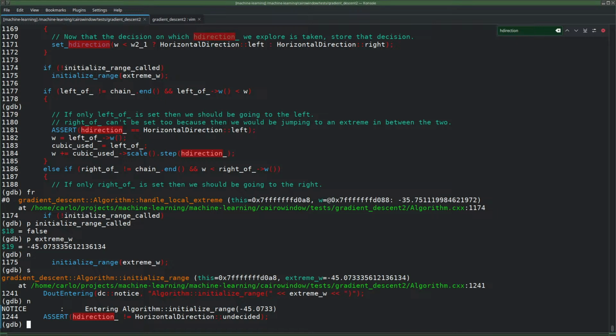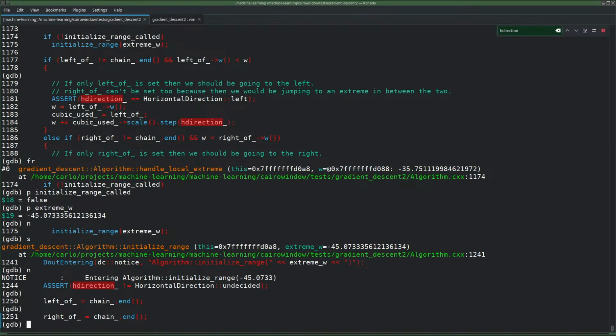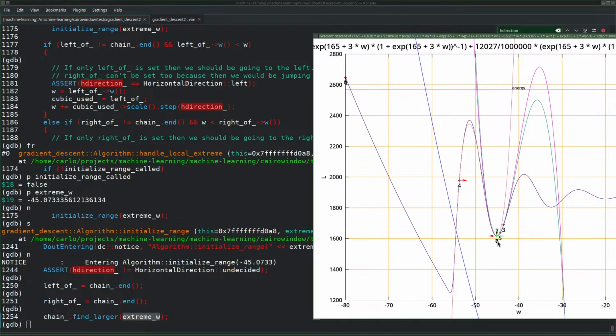Must be already decided. Yes, it is. So we set that to right. We set both of them to end. So now they are no longer there. And now we're going to reinitialize them. We find the first sample larger than minus 45. So that's going to be either 6 or 7 or 5. I don't know which one.